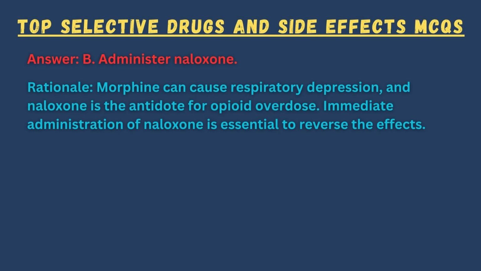Answer: B. Administer naloxone. Rationale: morphine can cause respiratory depression, and naloxone is the antidote for opioid overdose. Immediate administration of naloxone is essential to reverse the effects.